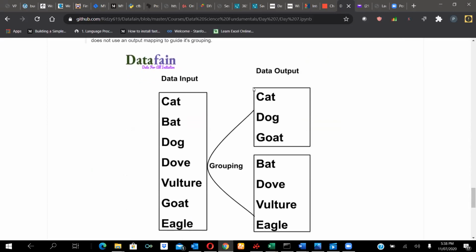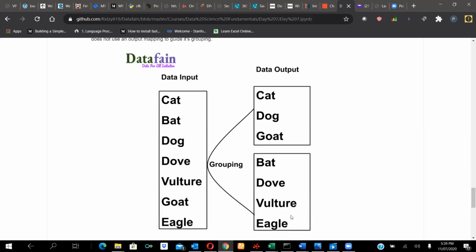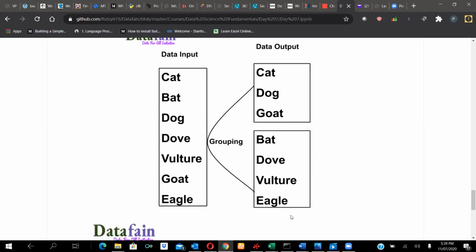Now, a simple scenario is this. We have a data set of cats, bats, dog, vulture, goat, and eagle. But our machine was able to group it into two: animals with 4 legs, and then birds. We have the cats, the dogs, and the goats with 4 legs, and then we have the bats, the doves, the vultures and the eagles as birds. This is a simple scenario of unsupervised learning. You do not have an output variable. Your machine would be the one to find hidden patterns in this data.